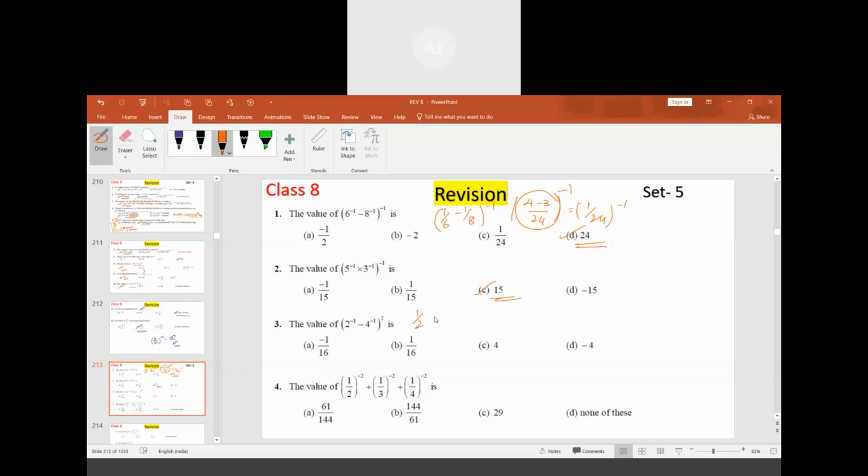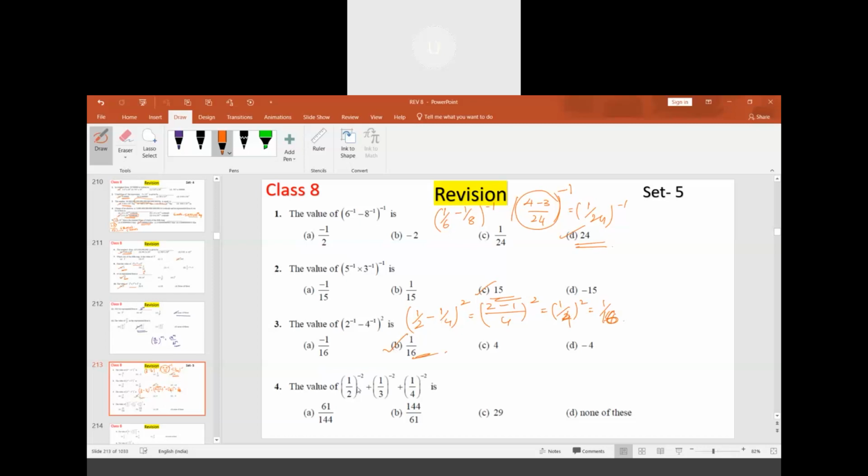Next, 1 by 2 minus 1 by 4, to the power 4. 2 to the power 4 is positive, so 1 by 4 to the power 2 is 1 by 16. 1 by 16, option B is correct.